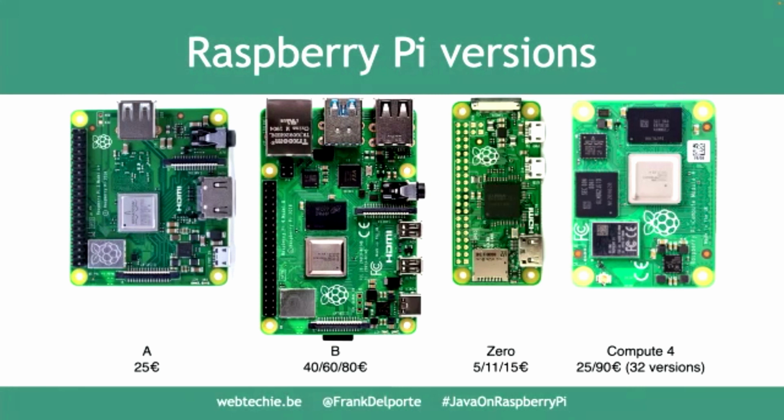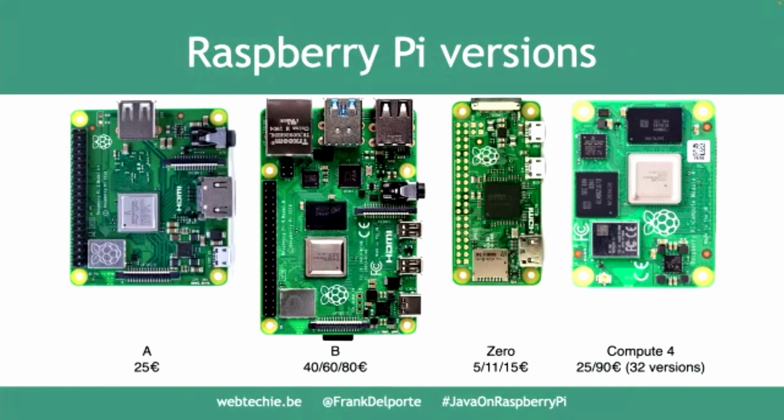You have wireless. You have dual screen connectors. So a lot of possibilities to connect peripherals to this little board. But as you can see, you also have very small ones. You have the Zero, and the latest Zero is only €15, $15 on average. And again, it's the same full PC, but in a very small form factor.